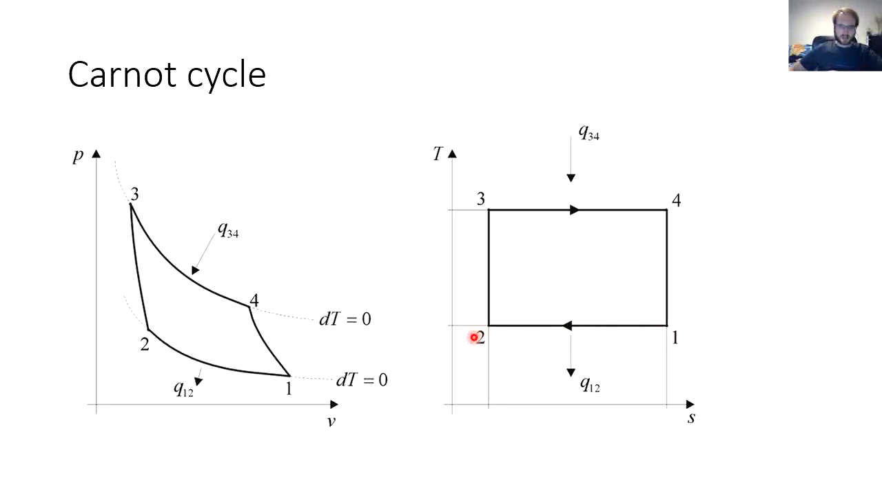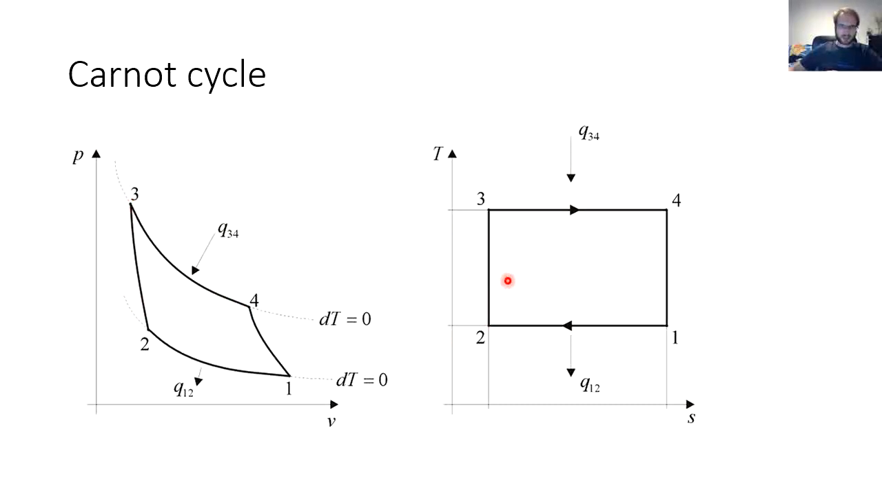From 1 to 2, we can see at the TS diagram that the process has constant temperature, and we can see that the pressure is increasing. So it's isothermal compression. For this isothermal compression, we need to have work input, and to ensure that the process is isothermal, there also needs to be heat output. Then from 2 to 3, we can see that it's isentropic compression.